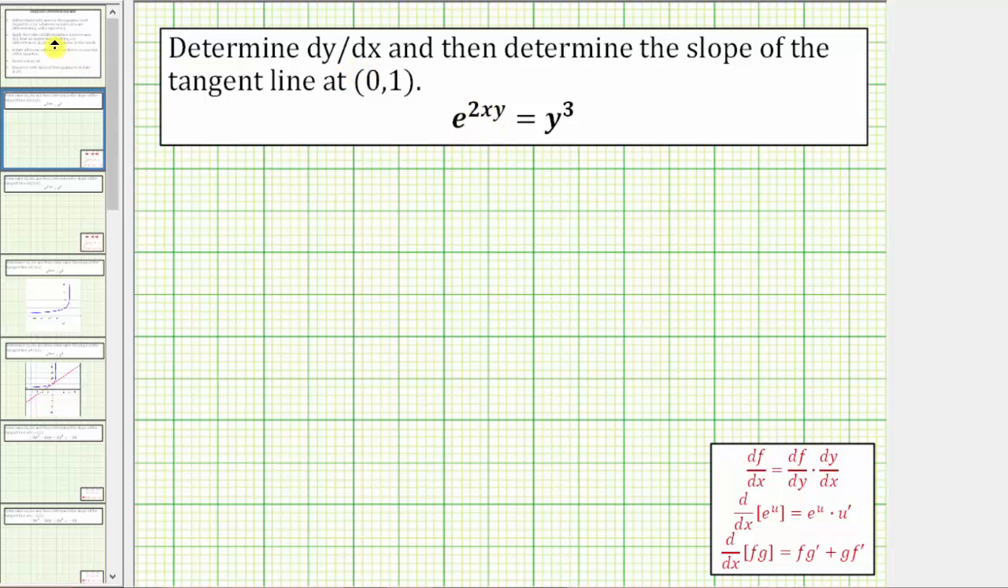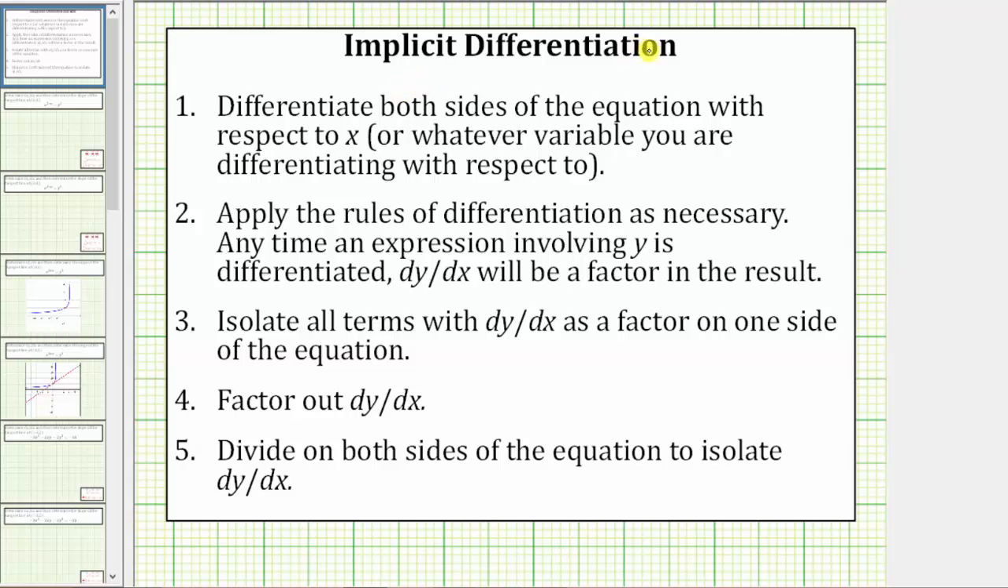So for a quick review, to perform implicit differentiation, step 1, we differentiate both sides of the equation with respect to x. Step 2, we apply the rules of differentiation as necessary. However, anytime an expression involving y is differentiated, dy/dx will be a factor in the result. Once we do this, we solve for dy/dx, which may or may not require factoring.